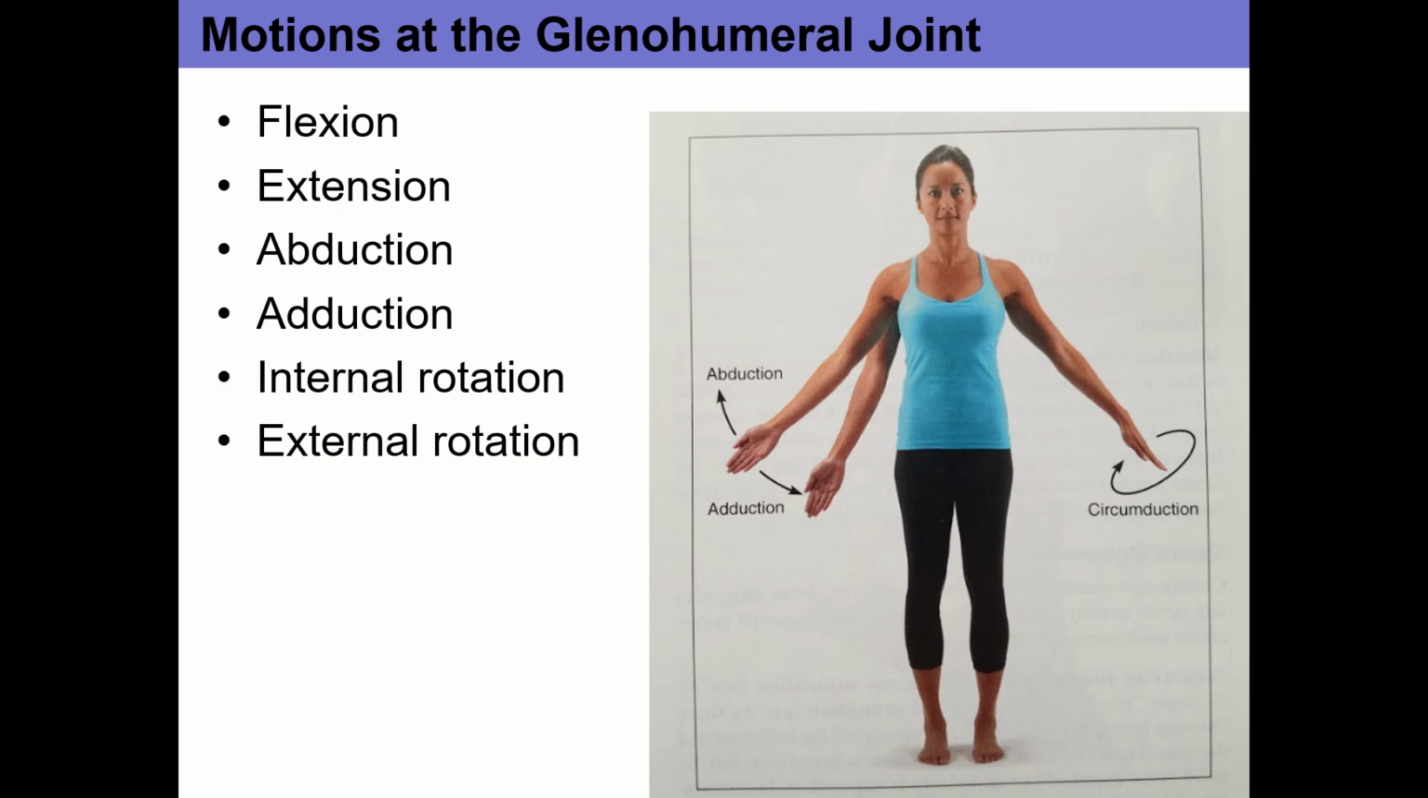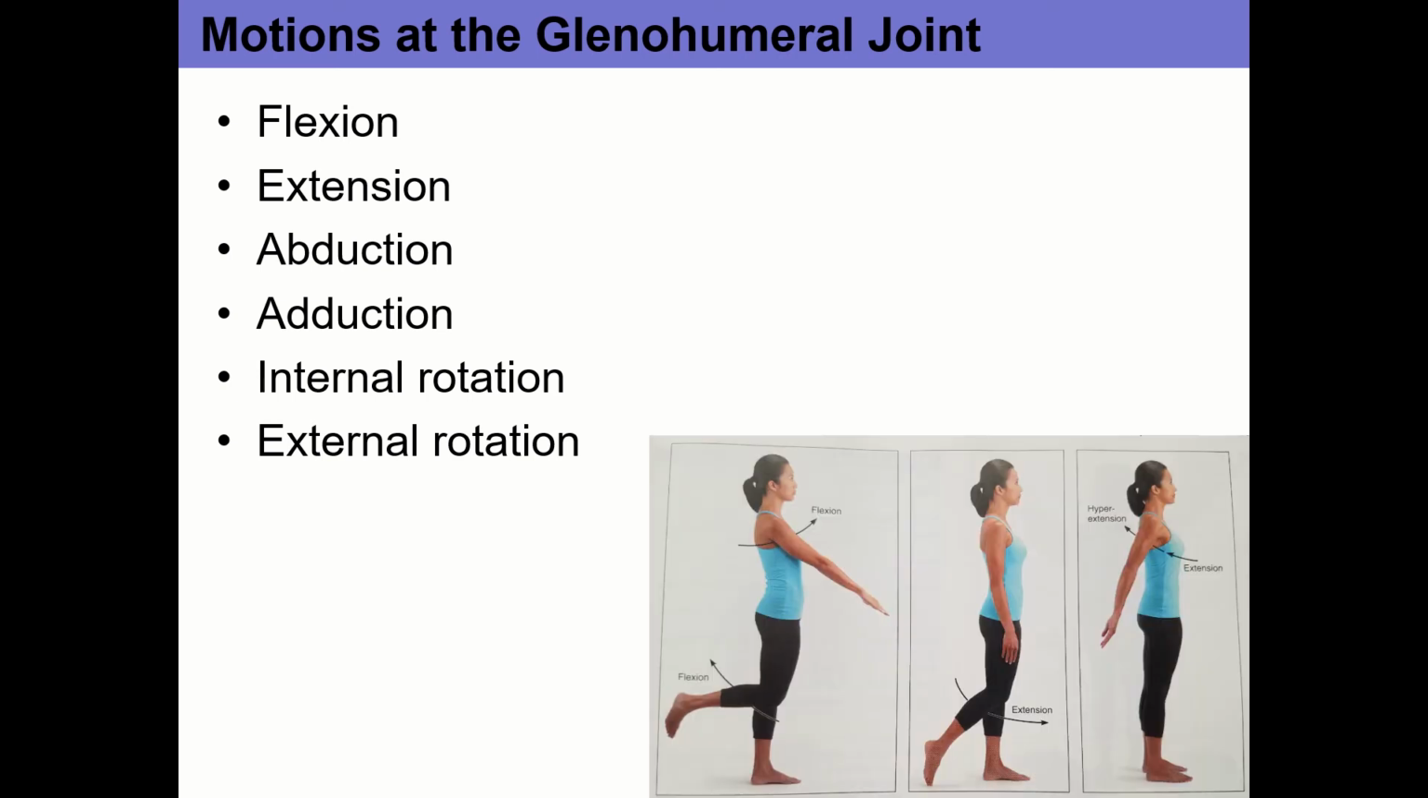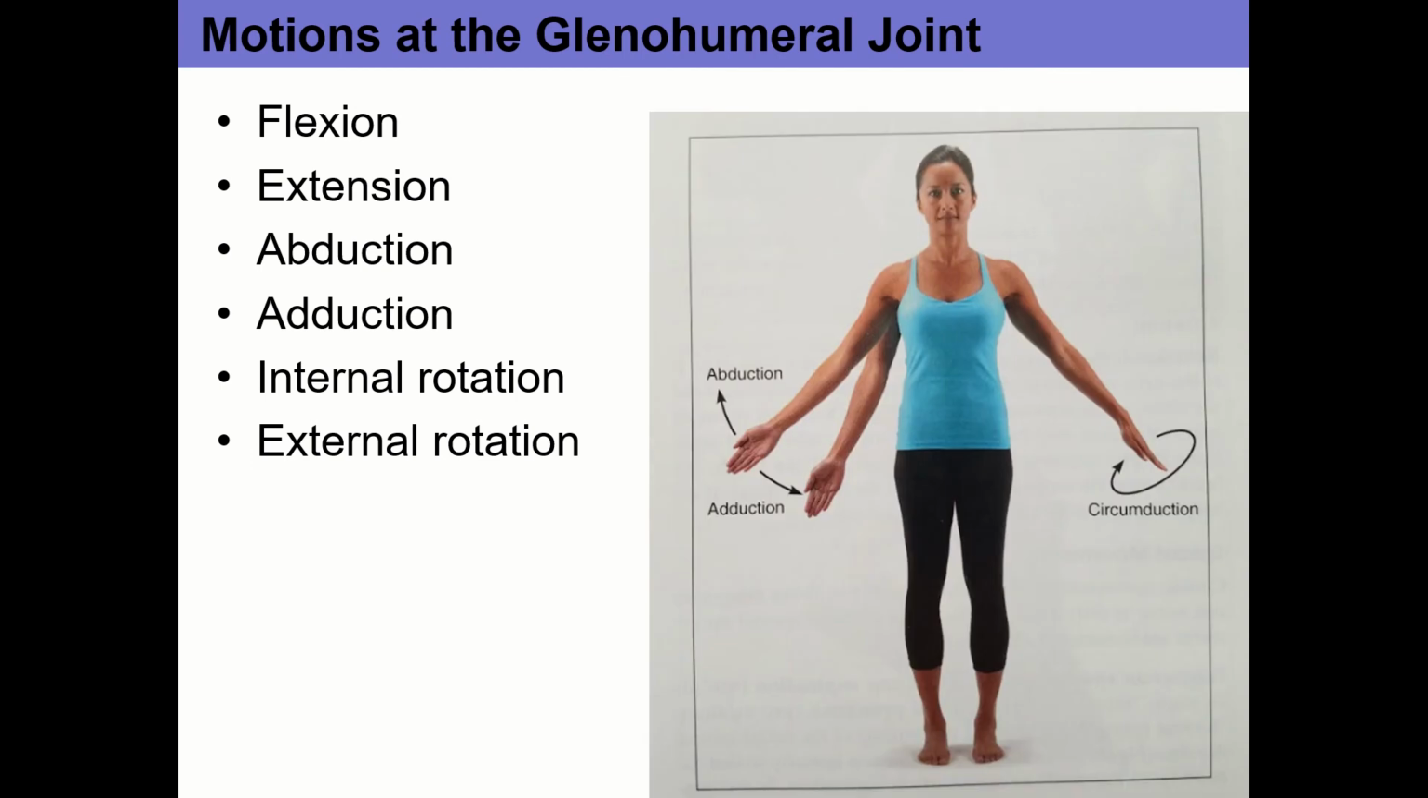And then the last 2 on there are internal external rotation, which are not on my anatomical pictures here. But remember that, like I said, internal rotation, front of the humerus rotates toward the midline. External rotation, front of the humerus rotates away from the midline. So you see both internal and external rotation during the throwing motion.